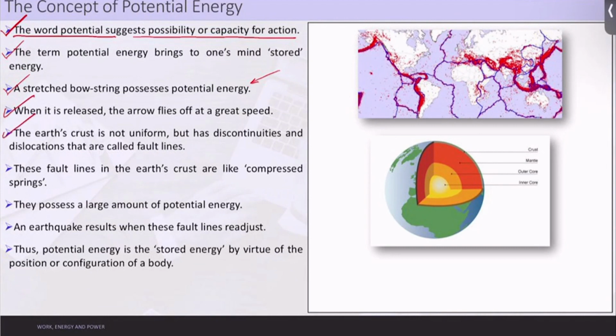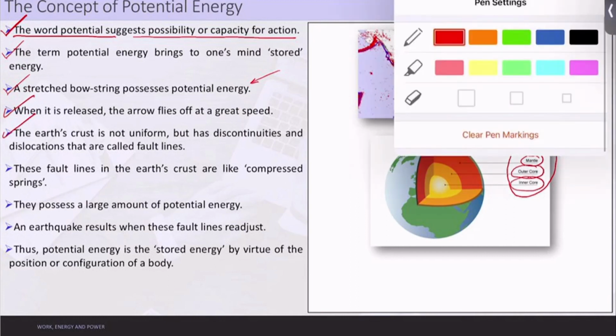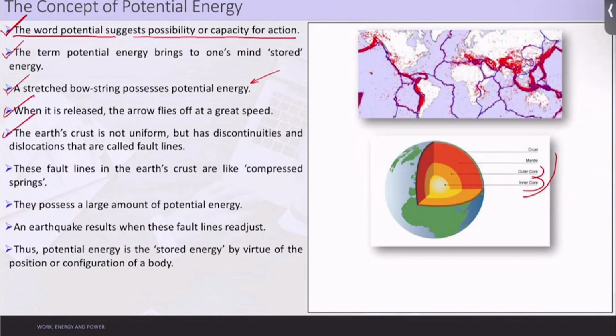The next example is the Earth's crust, which is not uniform but has discontinuities and dislocations that are called fault lines. If you see clearly, this is one of the peculiar examples of the Earth's structure. You can see that the outermost layer is called the crust, then the mantle, then the outer core, and then the inner core. Here we are only understanding the outermost layer, that is the crust.